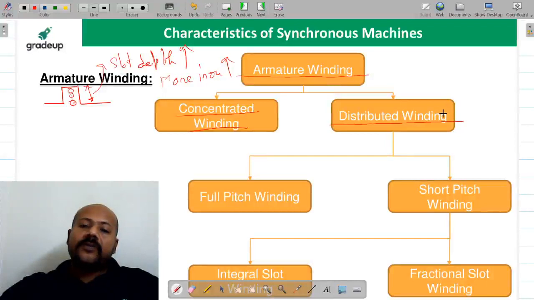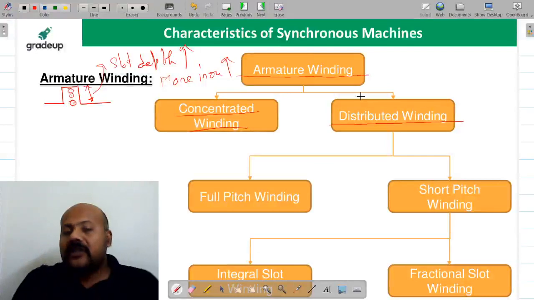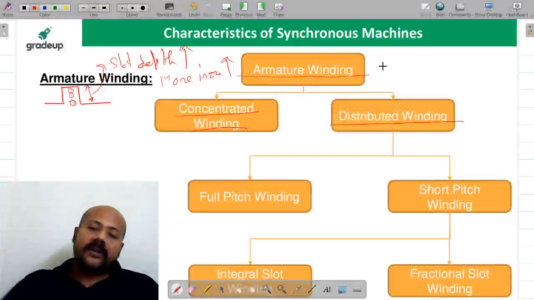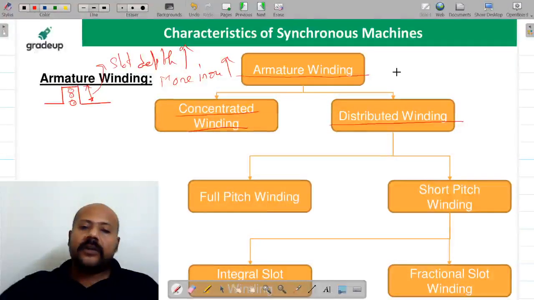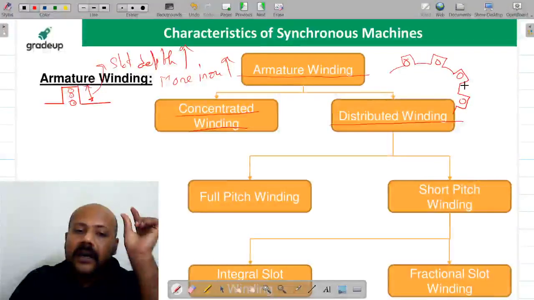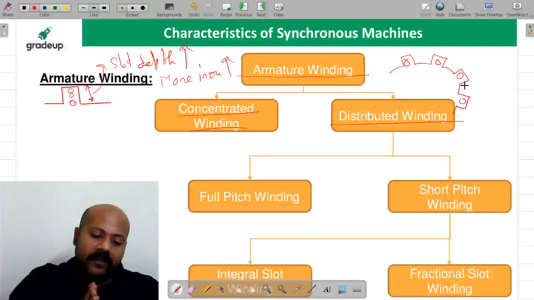If you are going for the distributed winding, what is happening? Instead of putting all the coils or the conductors in the one slot, what we are going to do? We are going to distribute the different coils in the different slots. How we are going to do it? Suppose you are having slots like this. You remember your armature winding is on the stator, something like this. Instead of concentrating all the coil conductors in the one slot, you are going to distribute them across the periphery in different slots.